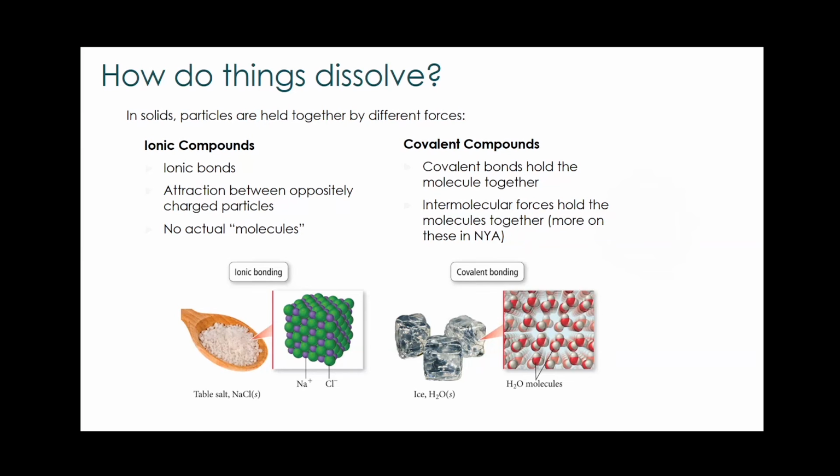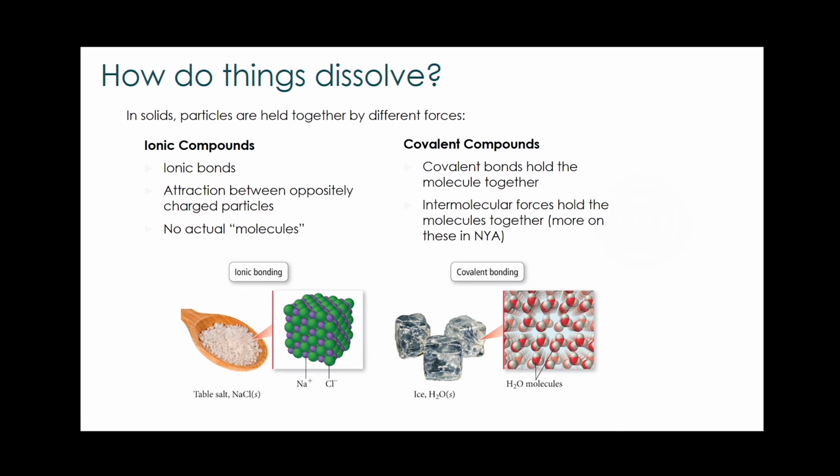So in general, we classify compounds into 2 broad categories. We have ionic compounds and covalent compounds. Ionic compounds are compounds that have generally a metal and a non-metal, right? So sodium chloride, for example. And they're held together by what we call electrostatic interaction. So you have a positive charge and a negative charge, and they're attracted to each other, right? There are no actual molecules of ionic compounds.